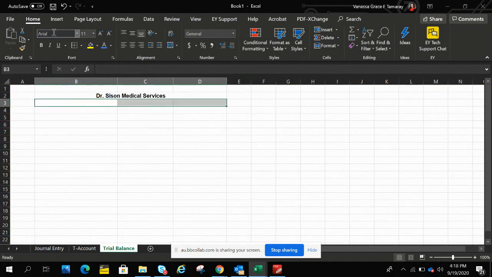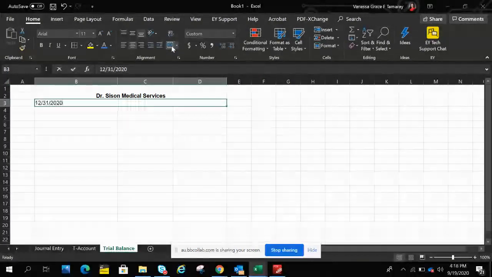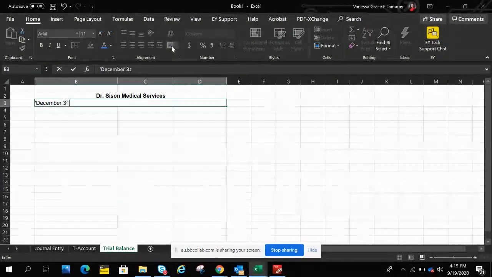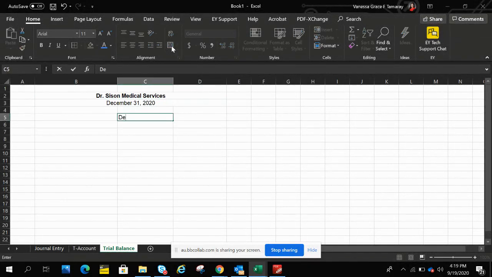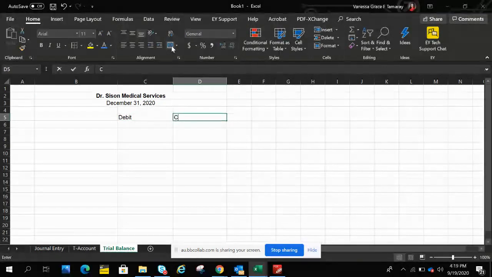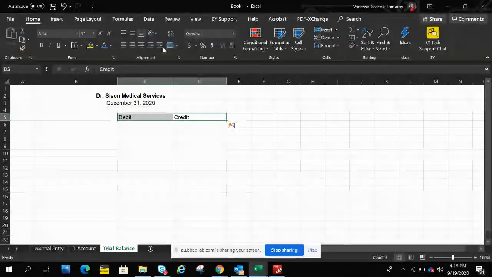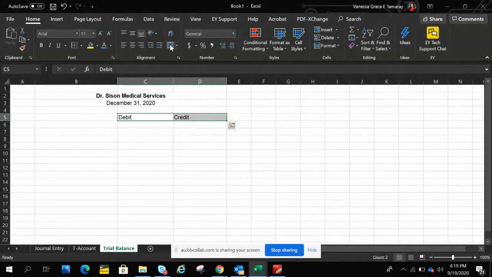And then, after this, sabihin natin December 31, 2020. So here are the accounts, and then we have here debit, and then credit. Okay? Tapos dito yung account.